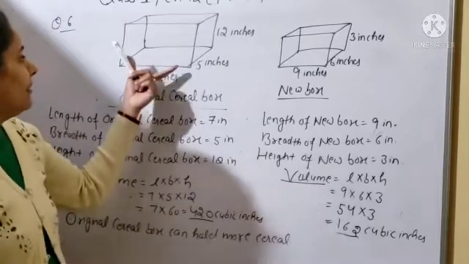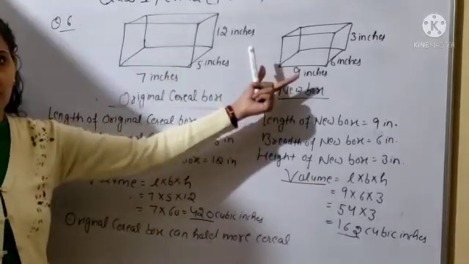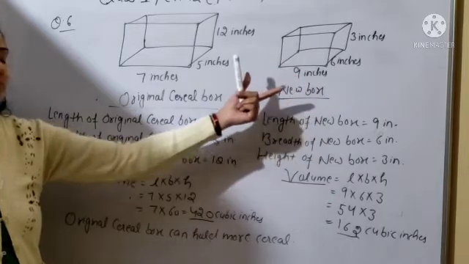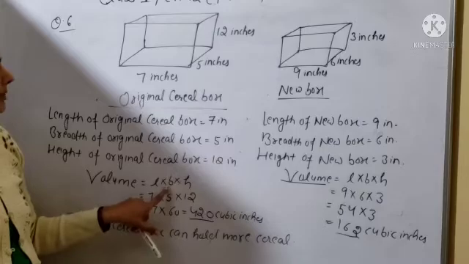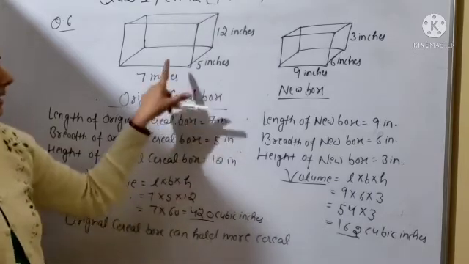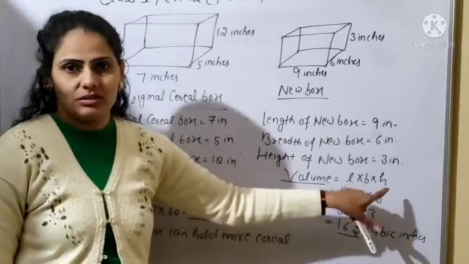ठीक है. So how much quantity this one box can hold and how much quantity this box can hold, this is called the volume. So you will find out the volume of both the boxes and the formula will be simply length into breadth into height, and all the dimensions are given. This one will also be the same, length into breadth into height.